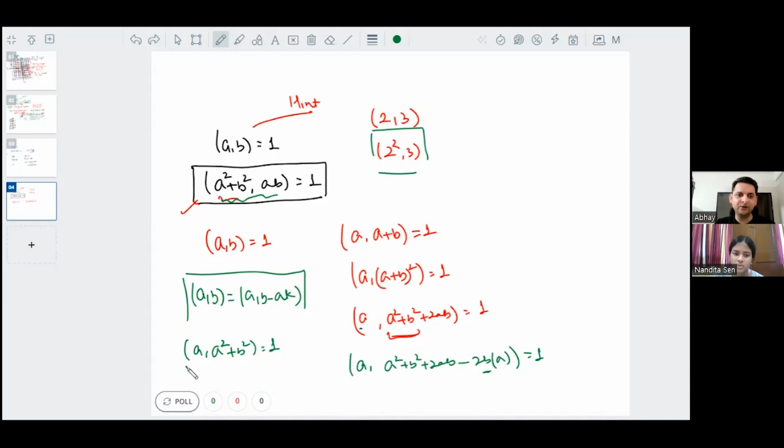Right. Similarly, we can do B and A square plus B square. GCD is also 1. So if A and this are coprime, this and this are coprime. So can I say the product and this would also be coprime? Right. So we can always use these properties in proofs.